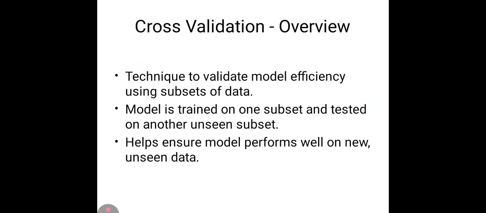So first is the cross-validation overview. Cross-validation is a technique used to evaluate how well the model will generalize to new or unseen data, instead of depending on a single train or test split. We divide the data into several subsets. The model is trained on one subset and tested on another. So this helps us avoid overfitting and gives a more reliable estimate of performance.